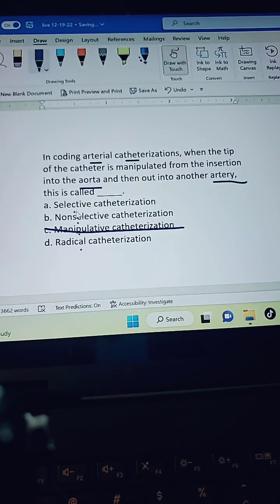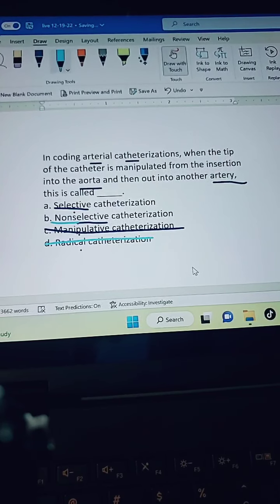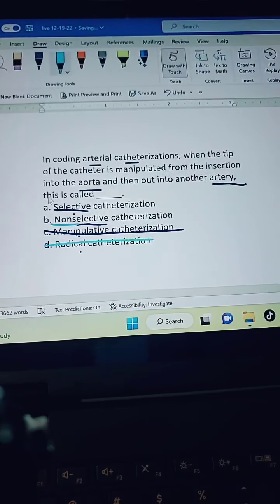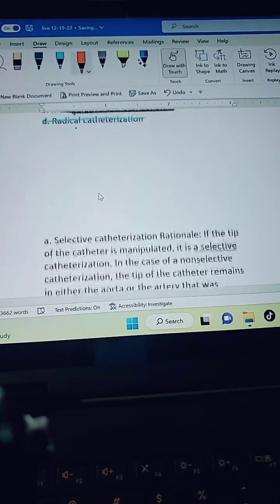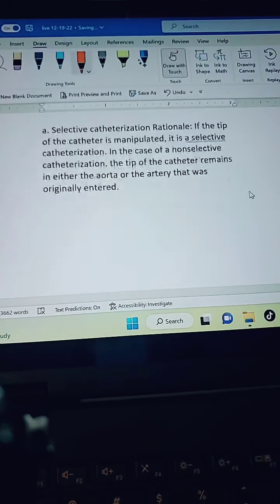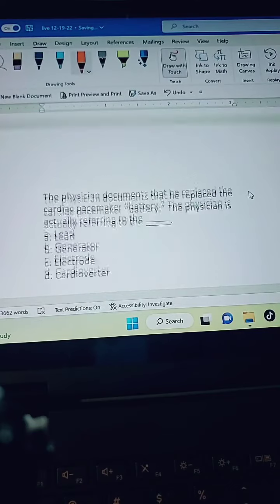Is that selective, non-selective, or radical? And if I'm looking for similarities, two answers have the same answers in them, just one little tiny difference is probably what they're hinting at. Yes, A is correct. Good job. A is correct. Don't forget to look for those similarities.